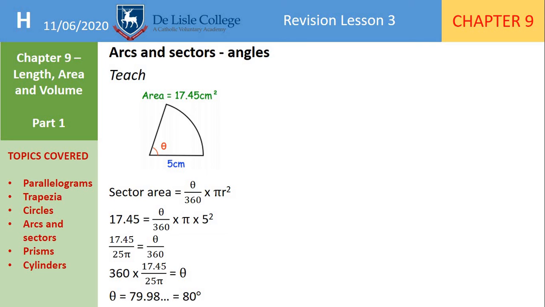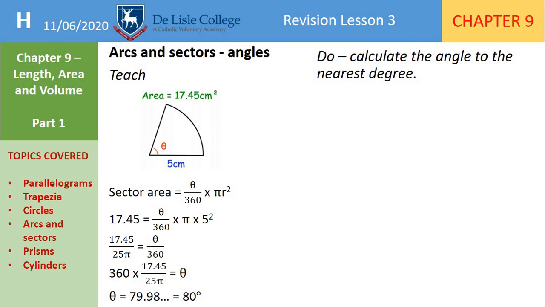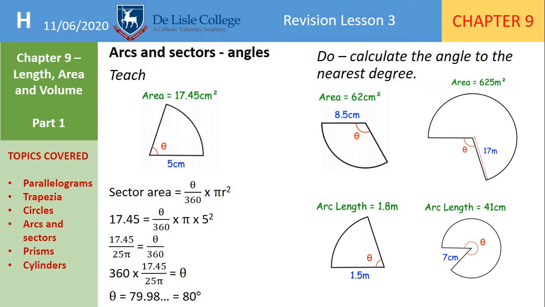The principle is exactly the same if you were given the arc length. You would just have 2 pi r instead of pi r squared. So you're going to have a go at some questions where you calculate the angle to the nearest degree. Here's 4 questions for you, 2 where you're given the area, 2 where you're given the arc length. Pause the video while you work through them.